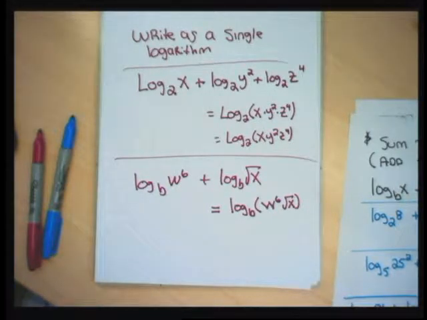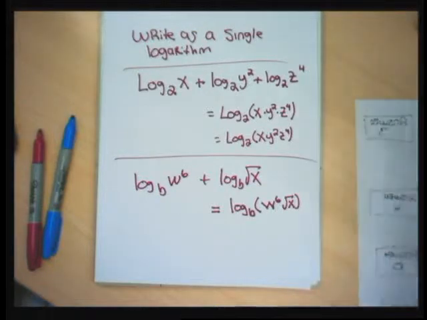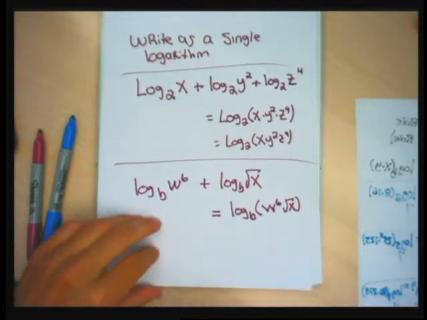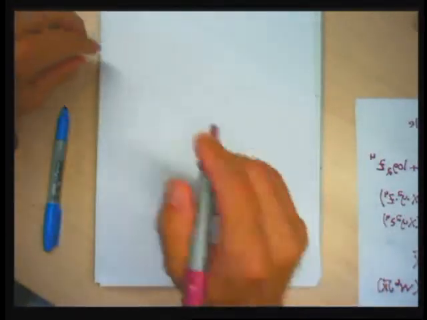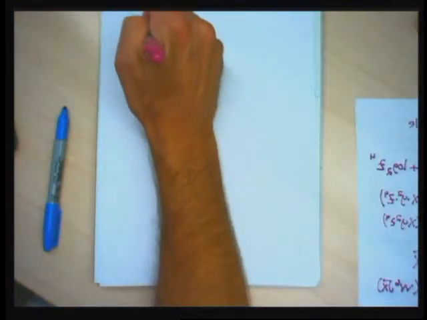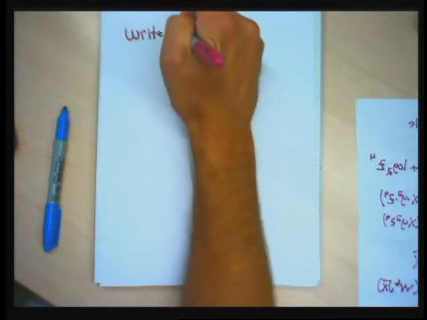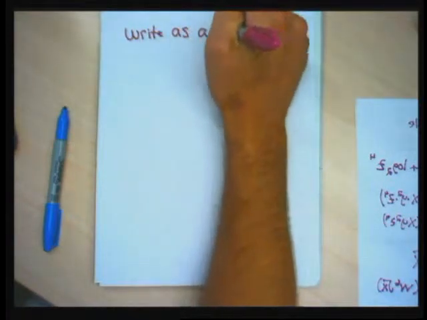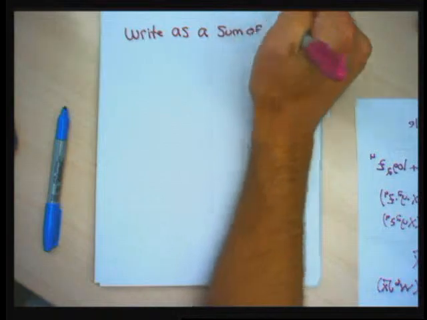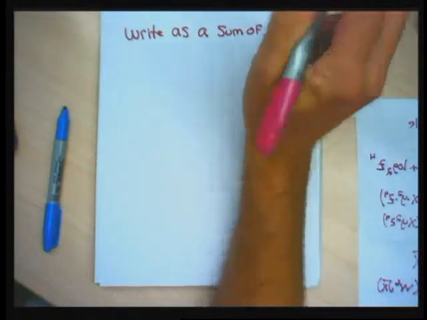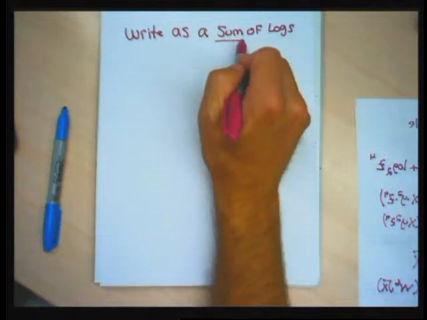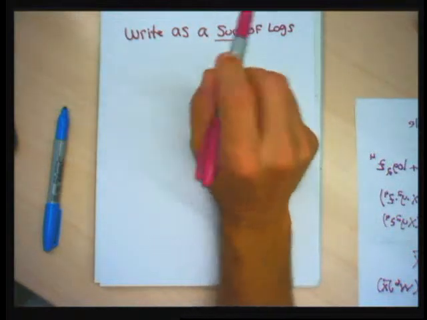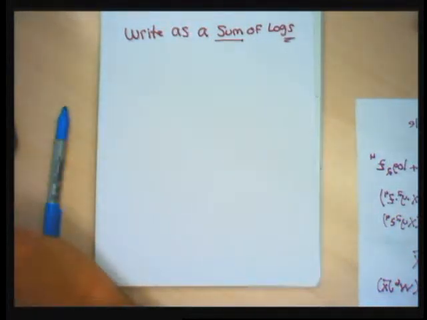Like I said, it's a bidirectional rule, which means I could do it forwards and backwards. And in the text, when I want you to go the other way, because I wrote all these problems, instead of write as a single logarithm, in the packet we're going to see the instructions that say write as a sum of logs. And very specifically, if I see the word sum, that means I need to see a plus sign. If I see logs plural, I'll see more than one log.